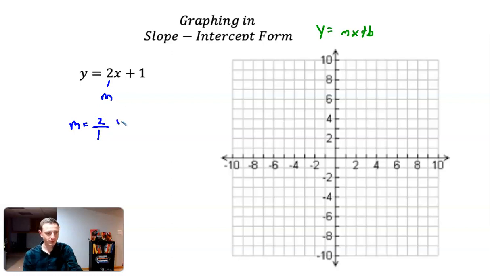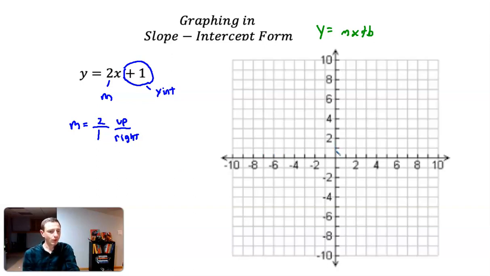If the top number is positive, I'm going to go up 2. The bottom number is positive, that means I'm going to go right 1. So from my y-intercept, my begin point, I'm going to go up 2 to the right 1. What is our begin point? What is our y-intercept? This positive 1 is our y-intercept.